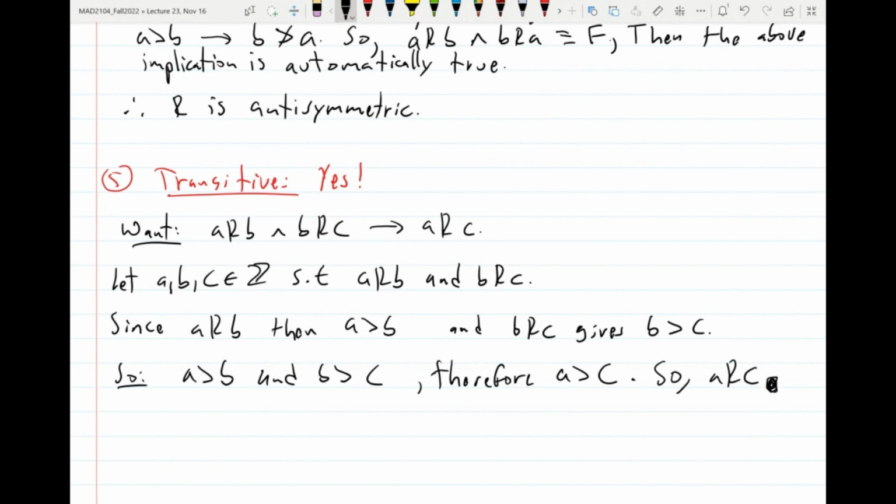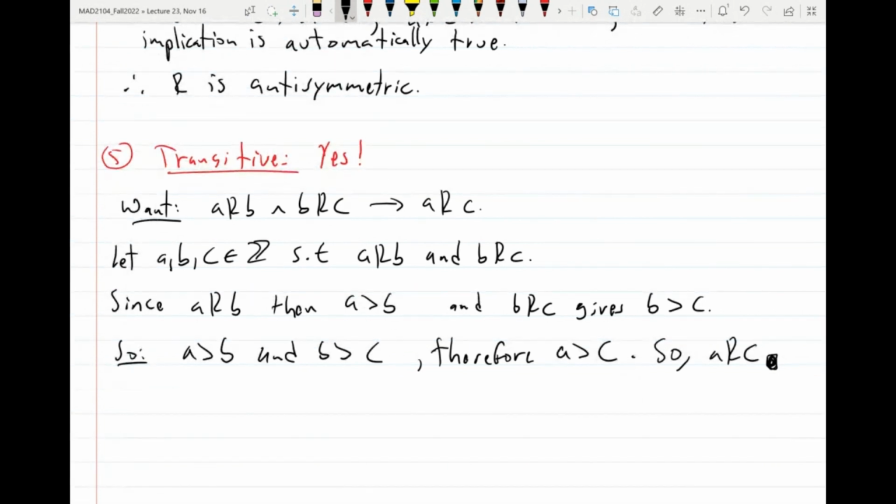Okay, so if you have that A is related to B and B is related to C, you can always argue that A will be related to C. So that's exactly what it means to be transitive. I'm gonna do something that's slightly more interesting now. All right, any questions?